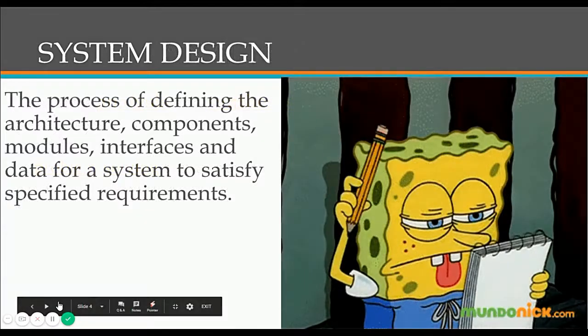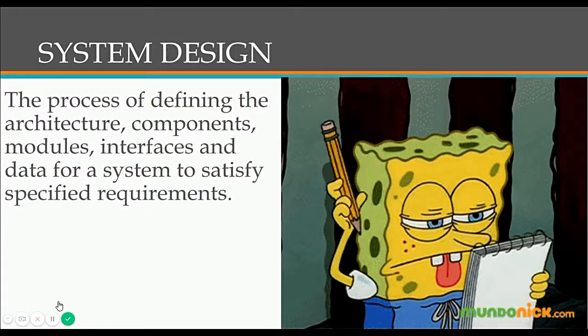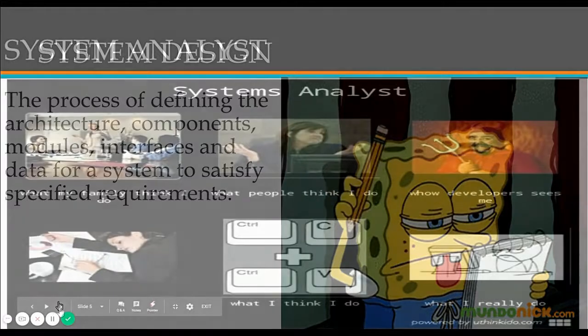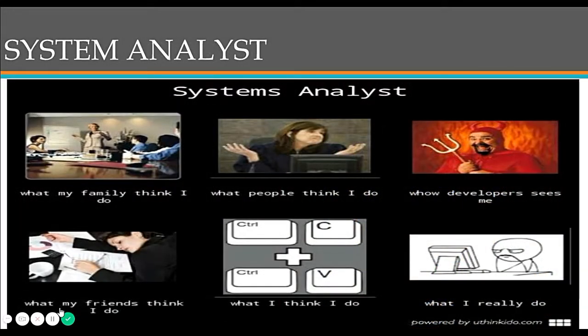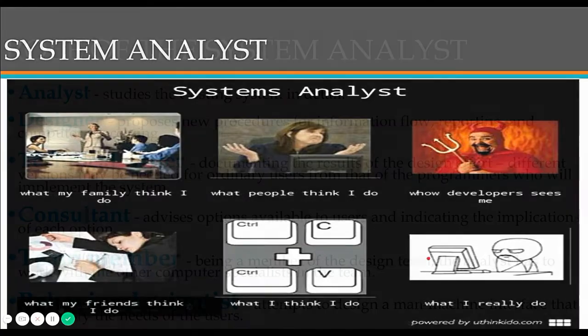So what is system design then? It's the process of defining the architecture, components, modules, interfaces, and data for a system to satisfy specified requirements. In layman's lingo, we can say that a system designer is like an architect or a fashion designer. So for our topic, what the hell is a system analyst then? Everyone has their own definition of what it is, and I don't know which one to believe.